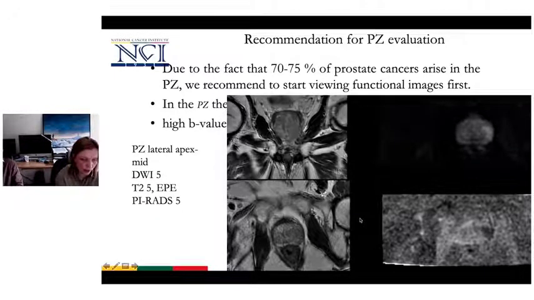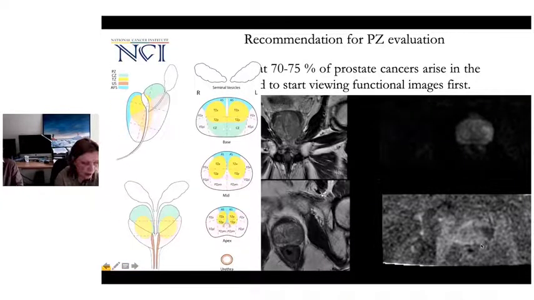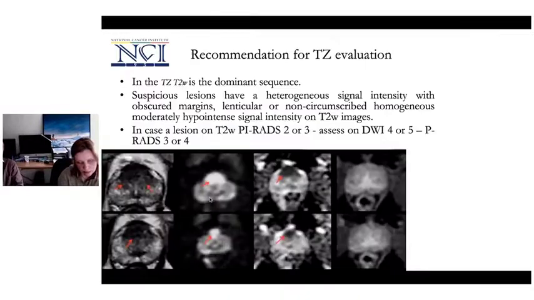So here we have a lesion in the left peripheral zone, in the lateral part of the prostate, and it's PI-RADS 5 because it's bigger than 15 millimeters. And then how we are doing, we look at the schema, and we show the urologists where it's located.